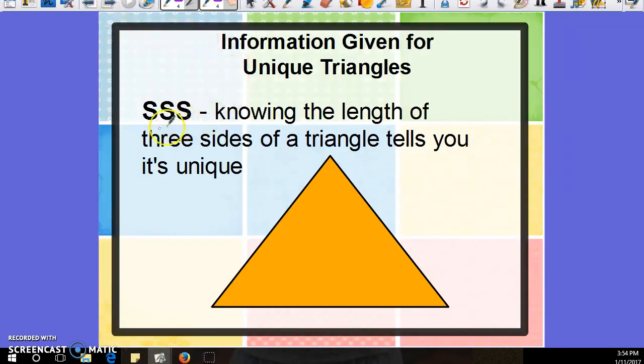So the first one is side, side, side. So this is knowing the length of 3 sides of a triangle. So if you know all 3 sides of the triangle, then it will only form one triangle. You cannot form more than one type of triangle out of it.